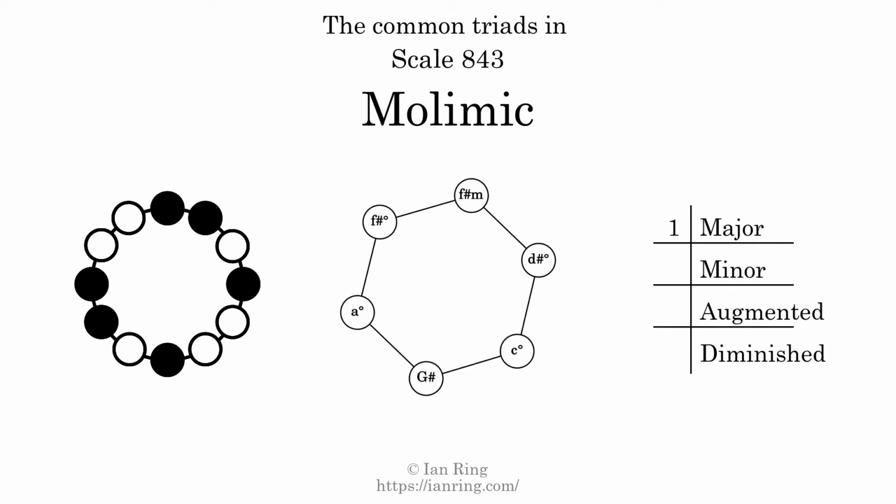There is one major triad. There is one minor triad. There are no augmented triads. There are 4 diminished triads. Here is a Hamiltonian path of parsimonious voice leading that uses all the triads.